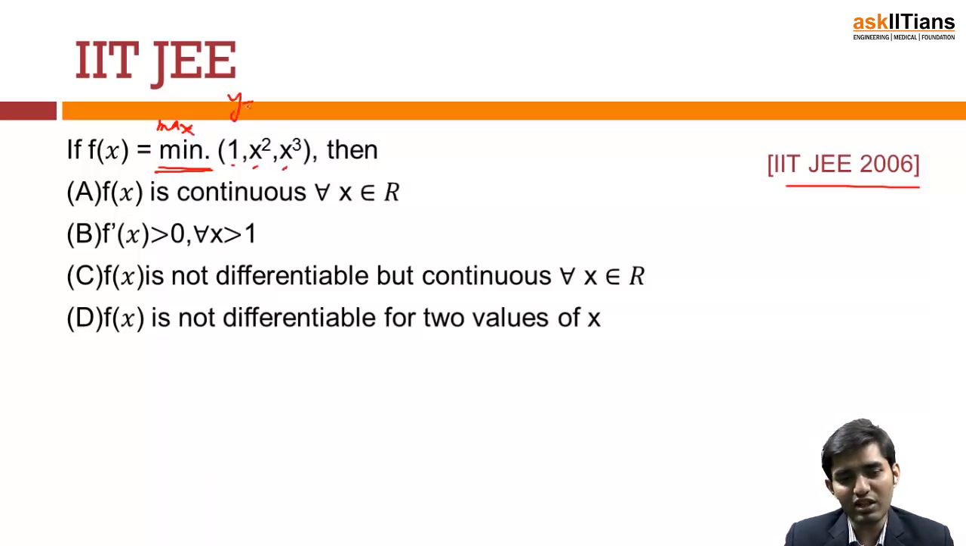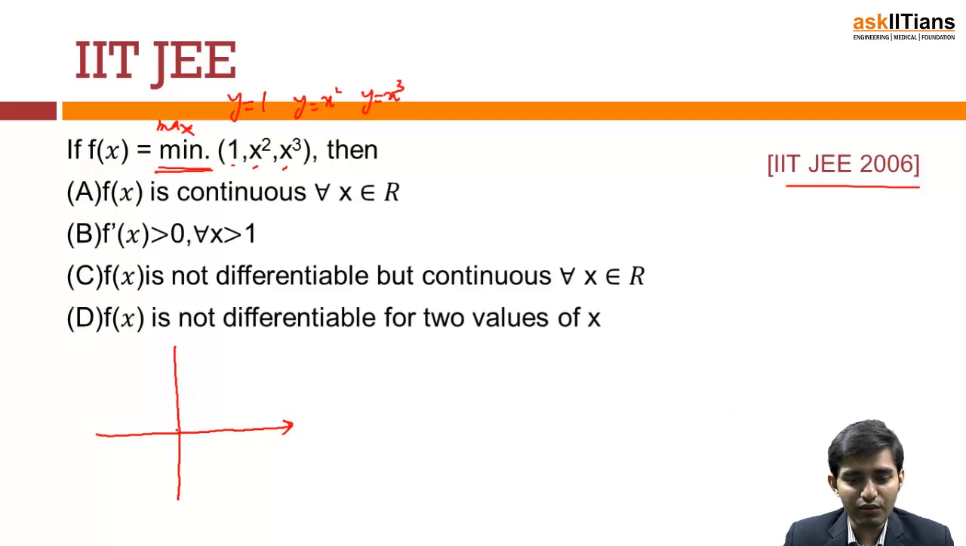first you independently plot the graph of all these 3 functions. So y equal to 1, y equal to x square, and y equal to x cube. If I plot the graph of all these 3 functions independently, what will be the graph of x square? The graph of x square will be something like this, parabola upward. This is the graph of y equal to x square. What will be the graph of x cube? The graph of x cube will be something like this.